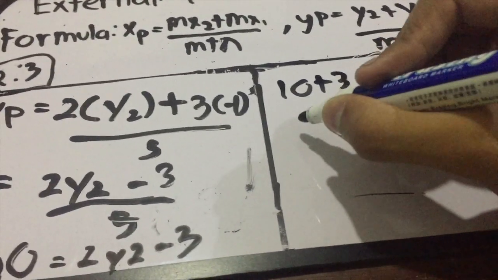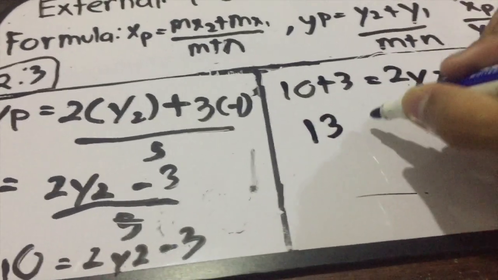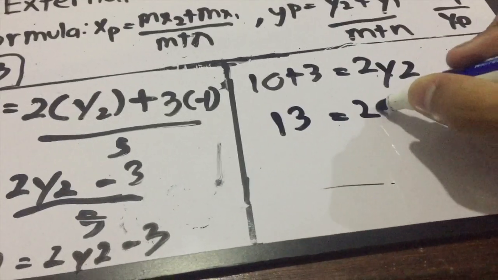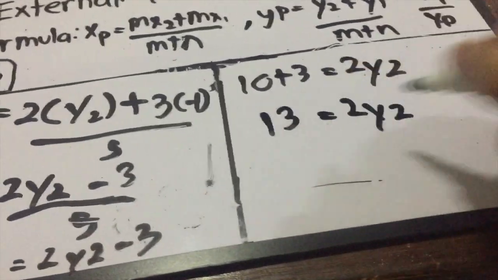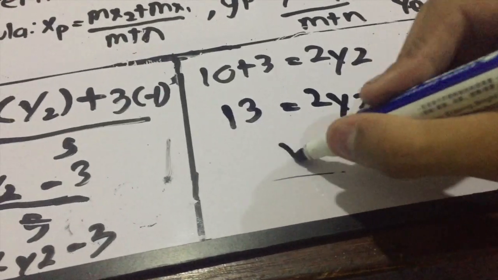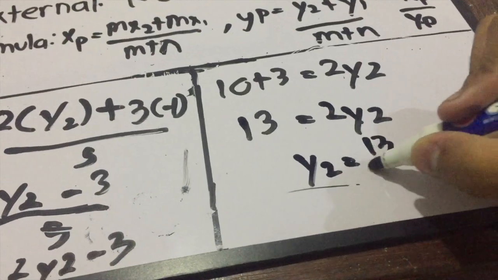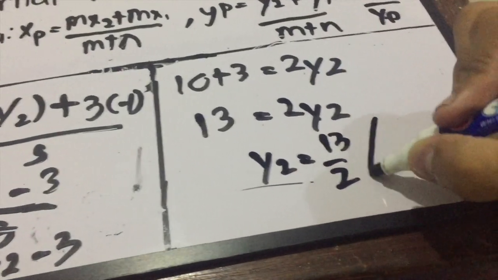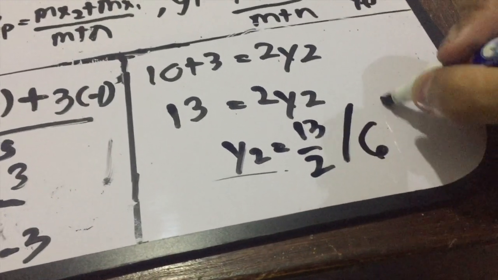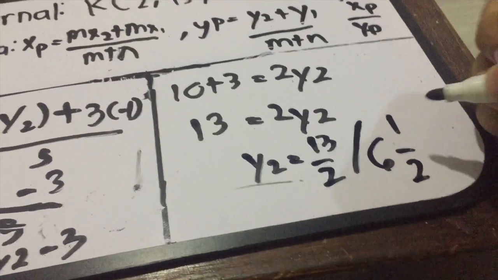Then if we add them, they will become 13 and 2y sub 2. You can change their position if you want, but we can just keep it like this. So y sub 2 is equal to 13 over 2, or 6 and 1/2. This is the simplified form.